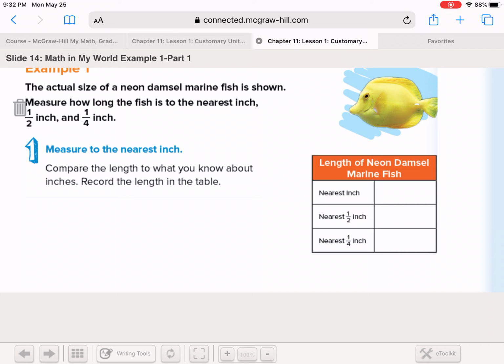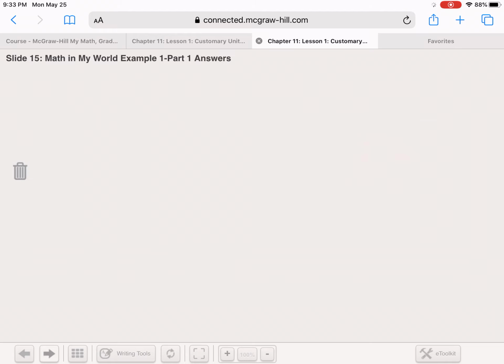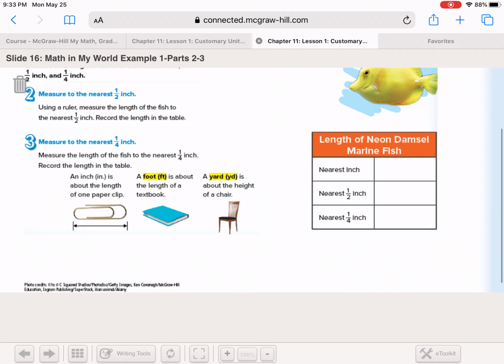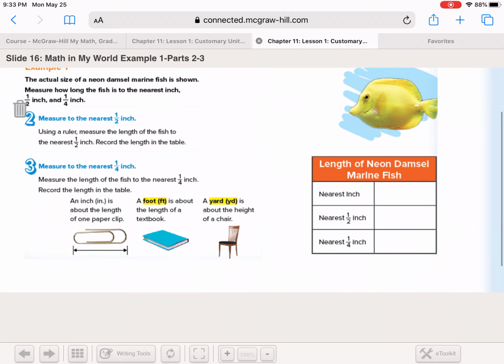Okay. So it says, measure this to the nearest inch. Well, I can't because I don't have a book. I'm going to have to go right to the answer here. Okay, so it's 2 inches. Now let's go to the next part. So it says, using a ruler, measure the length of the fish to the nearest half inch. Measure to the nearest quarter inch. So it gives you some things to look at.